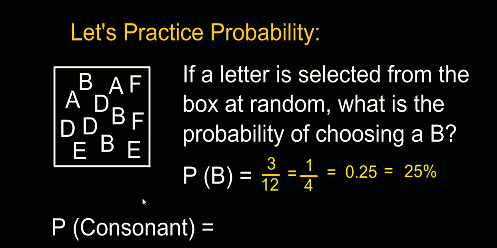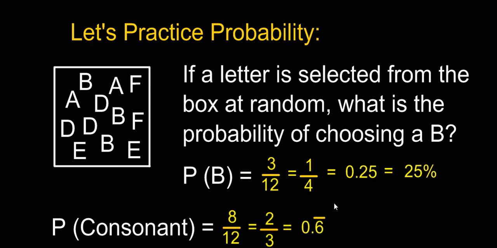See if you can do the probability of a consonant. Again, think of the favorable outcomes over total outcomes. You should have come up with 8/12, and then simplified to 2/3. And as a decimal, we get 0.6 repeating. Now, when we convert that to a percent, we have to remember that the 6 is repeating, so it's not 60%, it's 66%. And if we're rounding to the nearest percentage, it's 66.6, which tells us we need to round up, and that's where we get 67%.